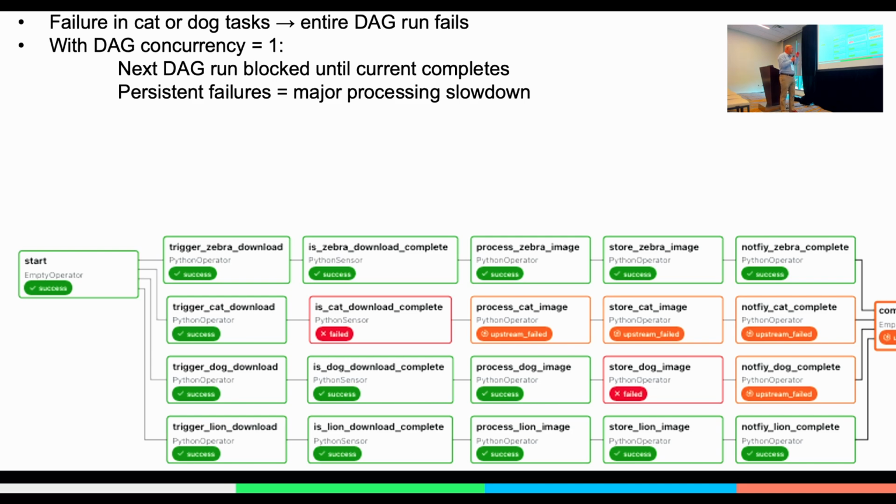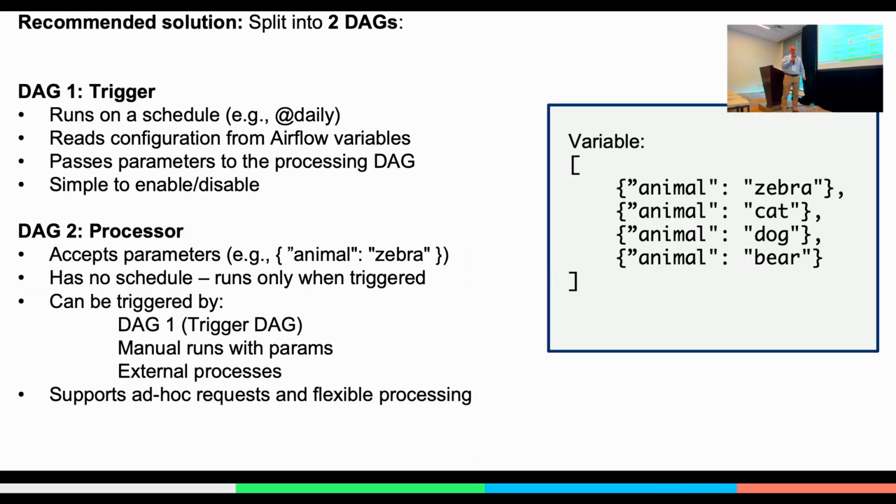Even if you have retries, you'll end up with something like this at some point in your journey. So with DAG concurrency 1, and you're at this state, it could take longer to get your next DAG run to kick off. It could even block it, depending upon if you have a long sensor or wait time, and that'll slow down your operation. So the recommended solution at this point is to create 2 different DAGs, and I like to call them the trigger DAG and the processor DAG.